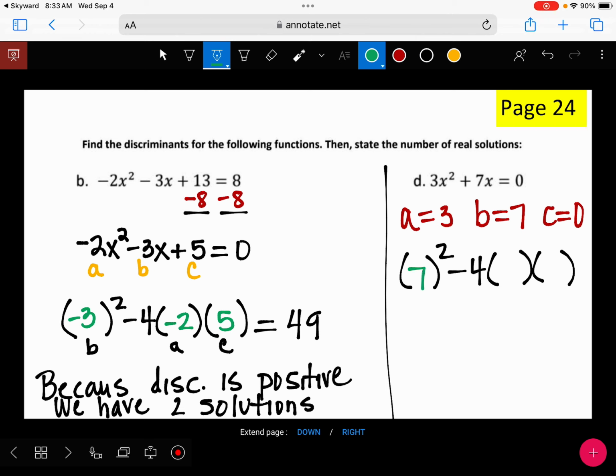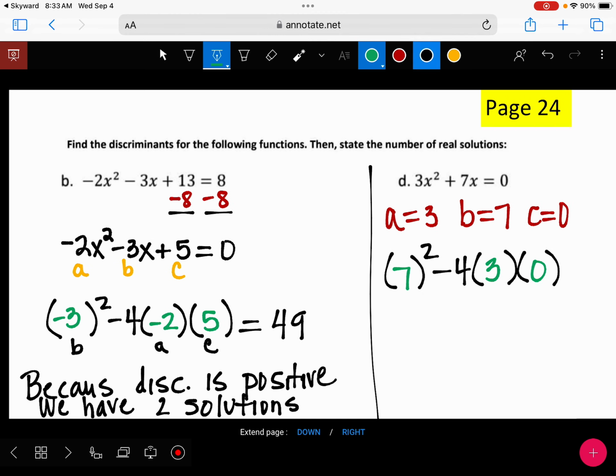So we got a 7 squared minus 4 times A times C. Go ahead, type that in. I think you get 49 again. Positive 49, yeah. So we get the same answer that we got on the last one. So just like before, because it's positive, we have 2 solutions.